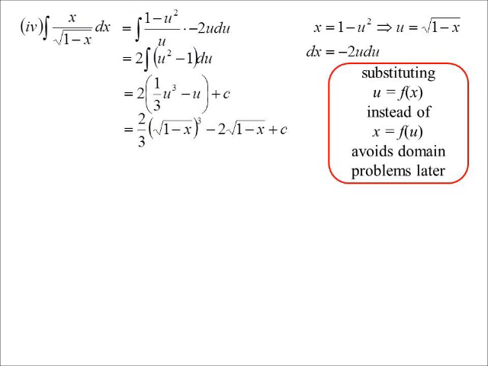Because I just had to. I couldn't leave it as the square root of 1 minus x all cubed. I just had to. 1 minus x times the square root of 1 minus x.